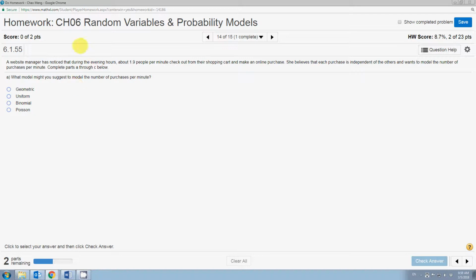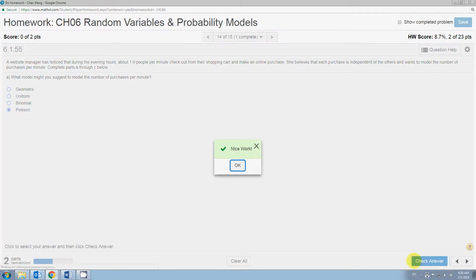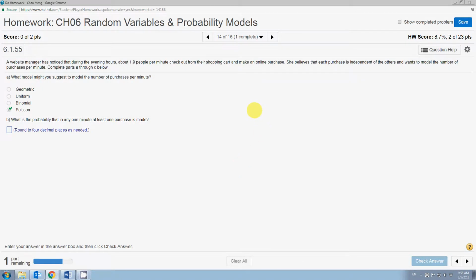So this question is about the Poisson distribution. Whenever you see information like how many arrivals per minute or per hour, how many purchases per minute or per hour, and so on, that's the Poisson model.